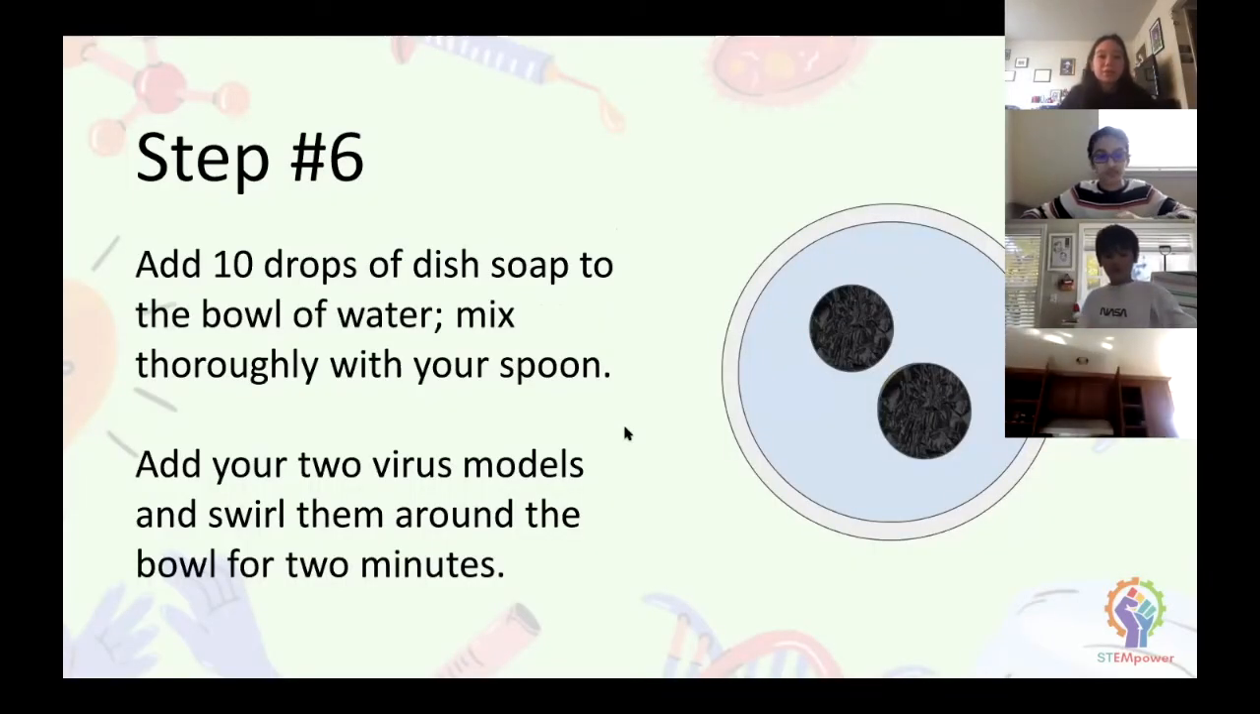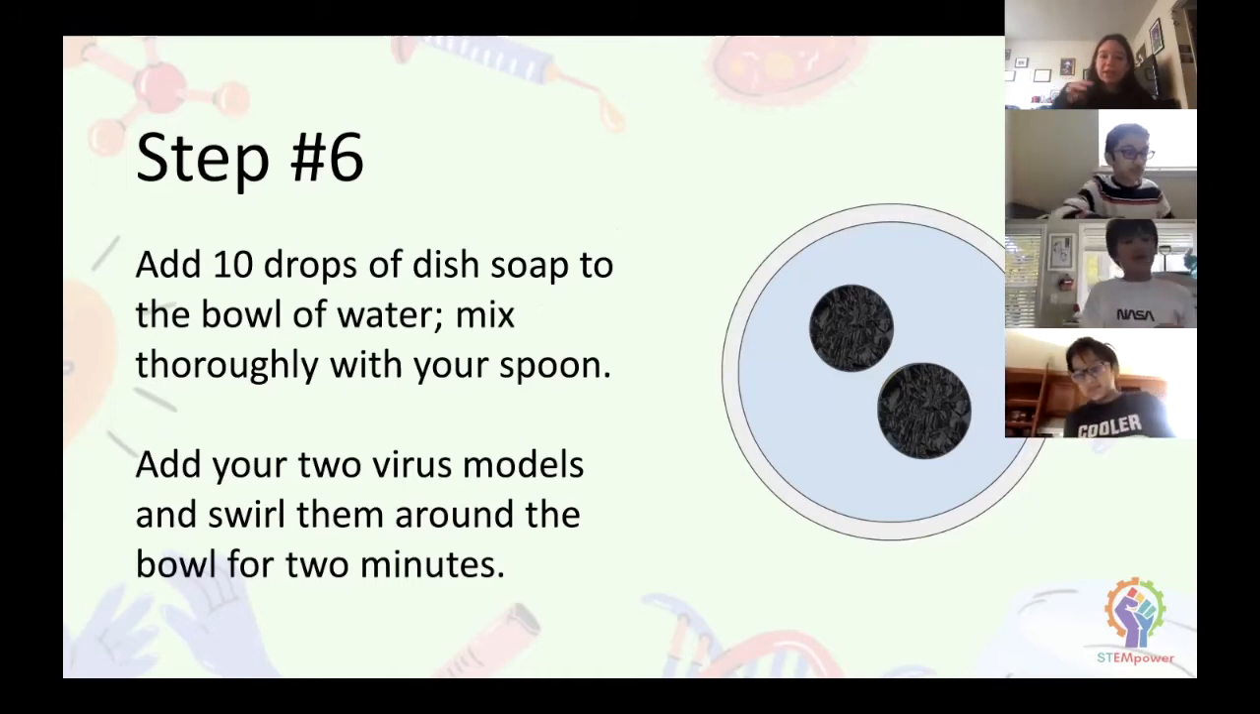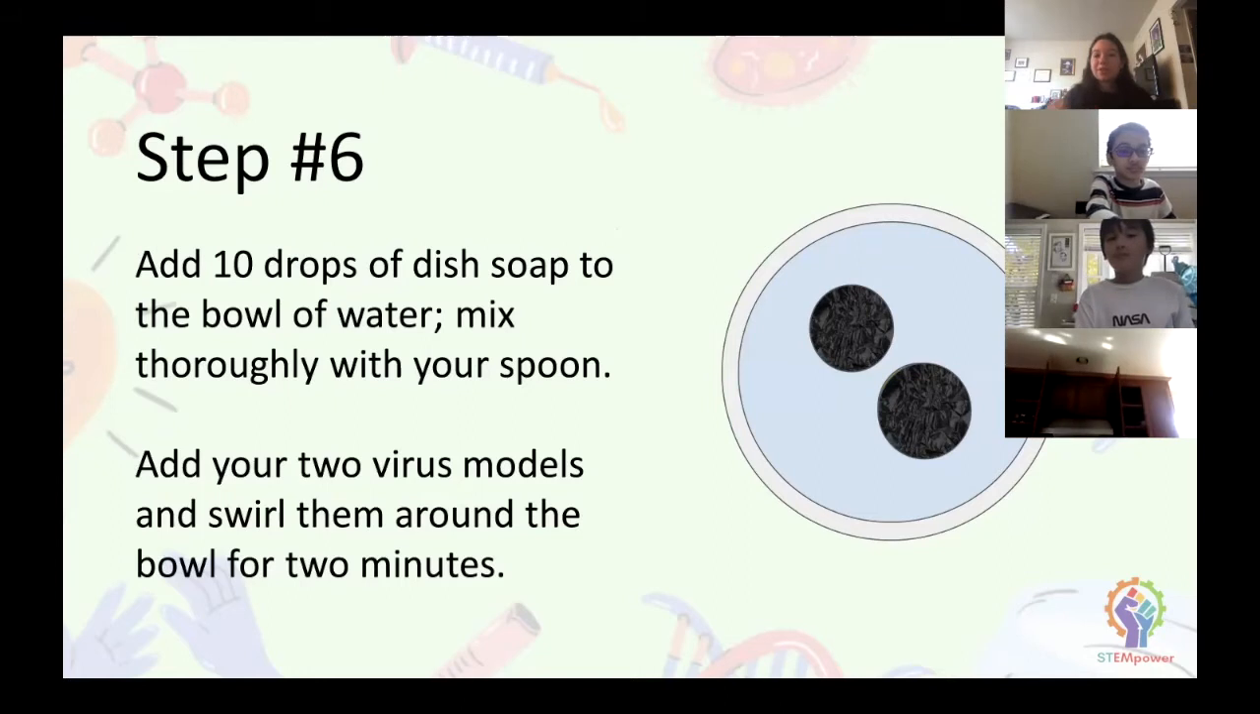So now we're going to add 10 drops of dish soap into our bowl of water, and then we're going to mix it as best as we can. And then you can add the 2 virus models after the water and the dish soap is thoroughly mixed.